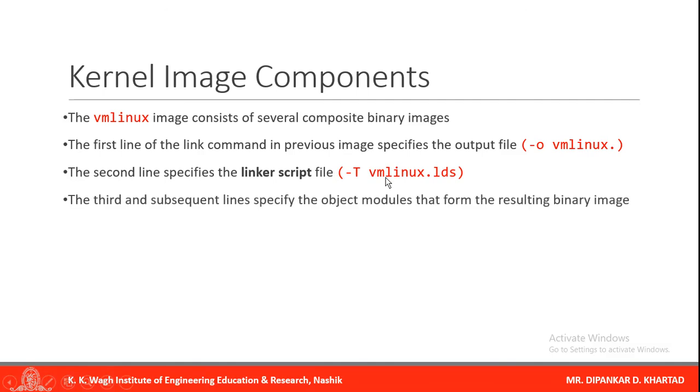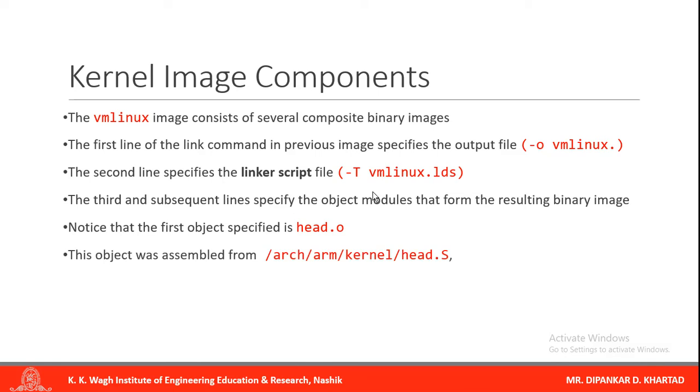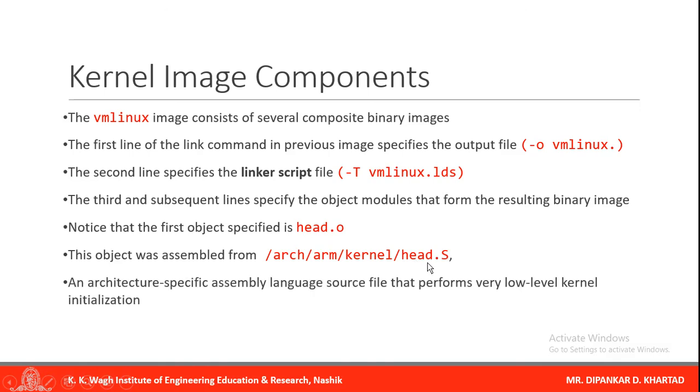The third and subsequent lines specify the object modules that form the resulting binary image. I have told you the first object is head.o. This object was assembled from arch/arm/kernel/head.S. The head object is assembled from this file head.S, an architecture specific assembly language source file that performs very low level kernel initialization. It is a hardware specific source file.